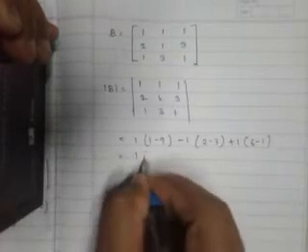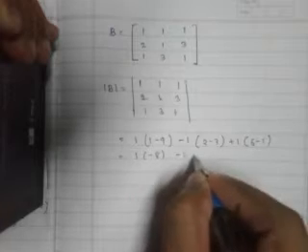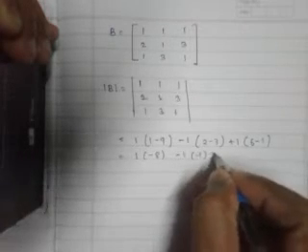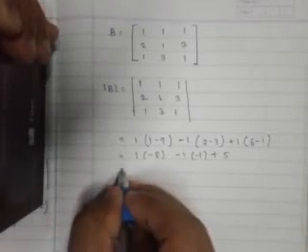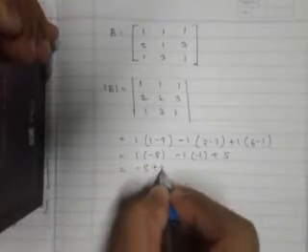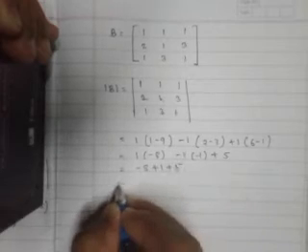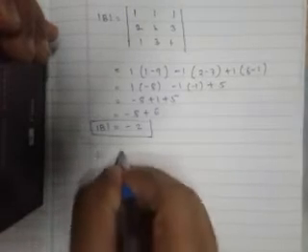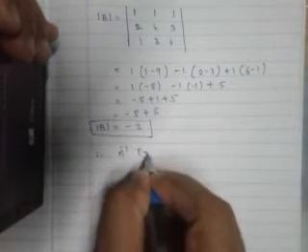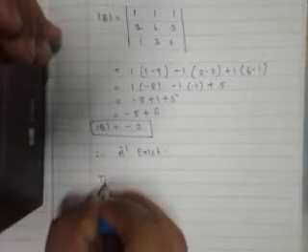So that is equal to 1 bracket minus 8, minus 1 bracket minus 1, plus 5. So that becomes minus 8 plus 1 plus 5, so minus 8 plus 6, which is equal to minus 2. So the determinant of B is equal to minus 2. Therefore the inverse exists.